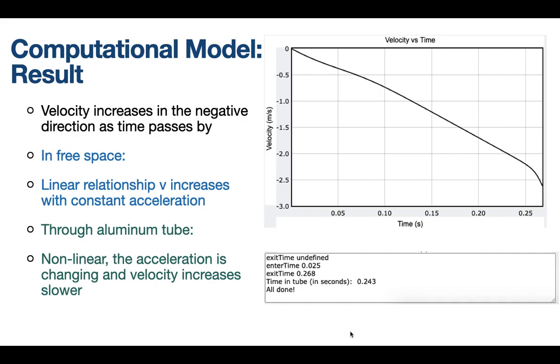The velocity actually increases much more slowly than in free space, which makes sense because the magnet is not only affected by the gravitational force, which is pointing downward, but also affected by the magnetic force pointing upward.